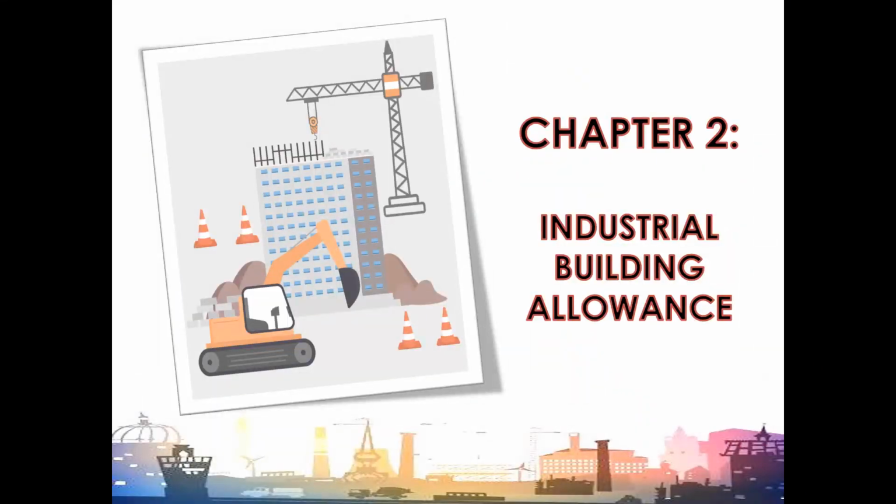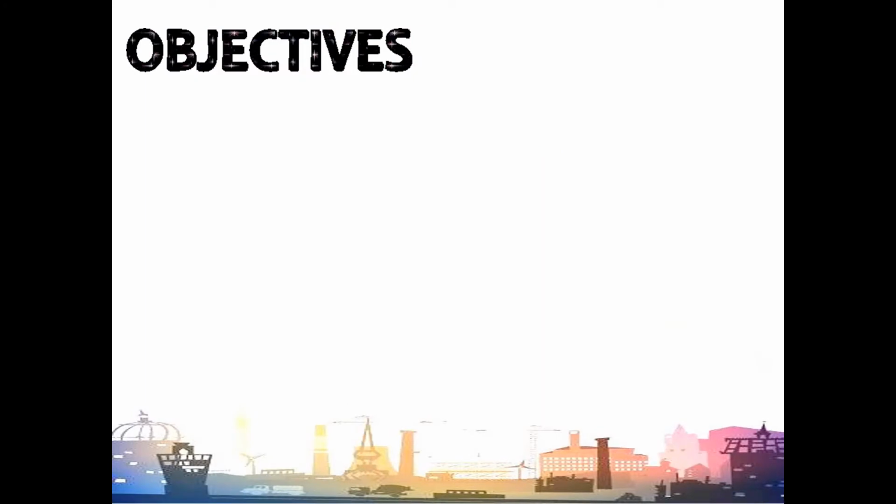Hi students, this is the last part of Chapter 2, Industrial Building Allowance. A learning objective is very important to make sure each student is able to conquer what they have been learning. So these are the four learning objectives for this topic.